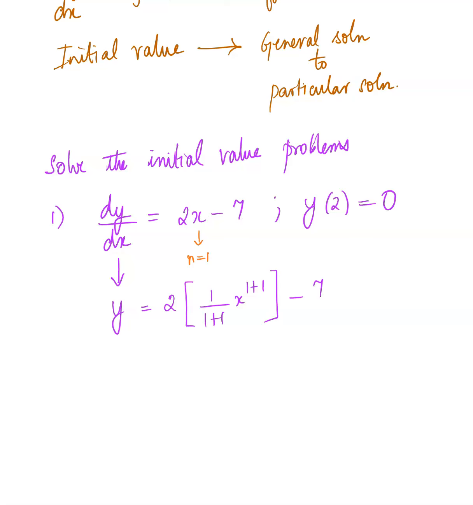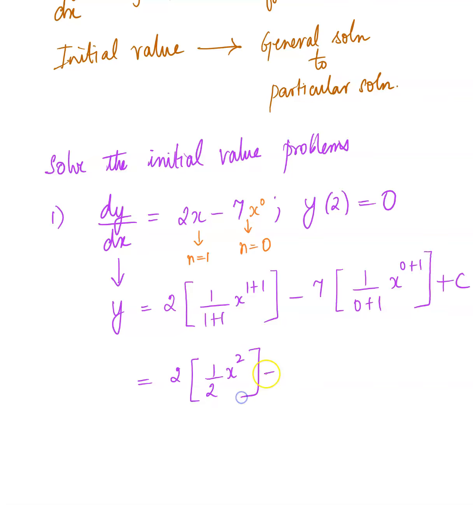So if you think of n as 0 here, it's x power 0. If you think of it like that, it will be 1 over 0 plus 1, x power 0 plus 1, plus the c. 2 times 1 over 2 x squared minus 7 times 1 over 1 x power 1 plus c. I'm just writing it out so you can see. The 2's cancel off, leaving us with x squared minus 7x plus c.